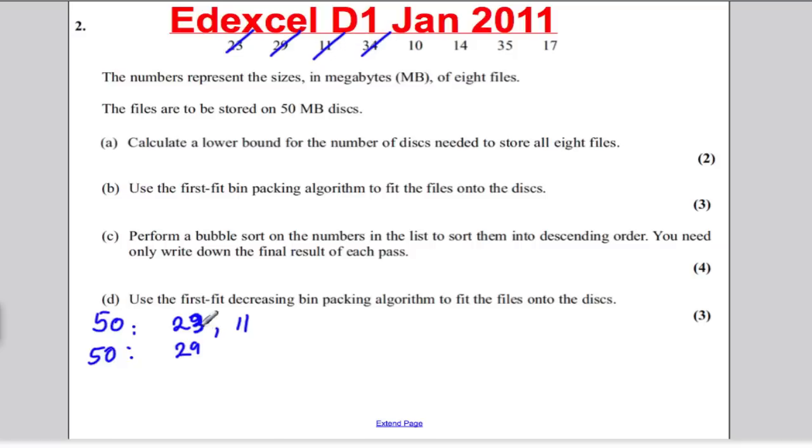Where could that 34 go? Not here, not here. So the 34 would have to go on its own. The 10, well, in total, this is adding up to 34. So that 10 could nicely fit on there. That 14 could actually nicely fit on here. This 35, unfortunately, would have to go to another disk.